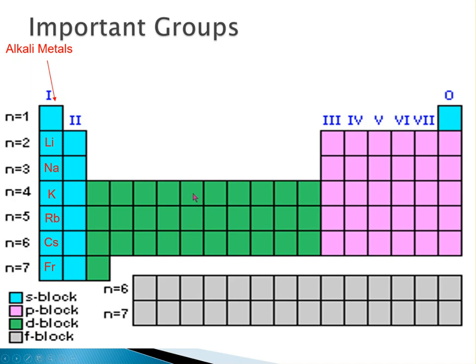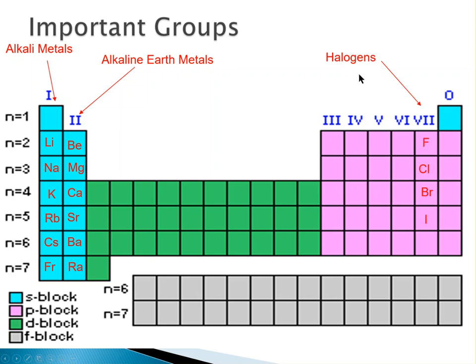All right, so again, group 1 we call alkali metals, and those are lithium, sodium, potassium, rubidium, cesium, and francium. Group 2 are called alkaline earth metals, and they are beryllium, magnesium, calcium, strontium, barium, and radium. The rest of the groups, you don't have to worry about. Group 17 are called the halogens, and they are fluorine, chlorine, bromine, and iodine. There is one more element under iodine called astatine. It does not count as a halogen because it is not a nonmetal, just so you know.